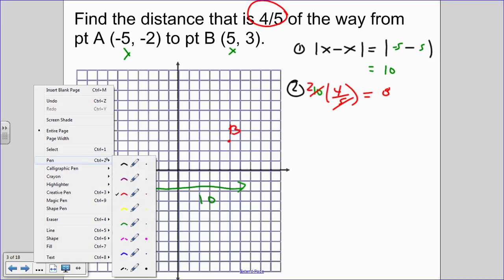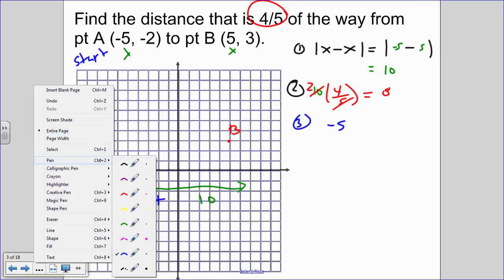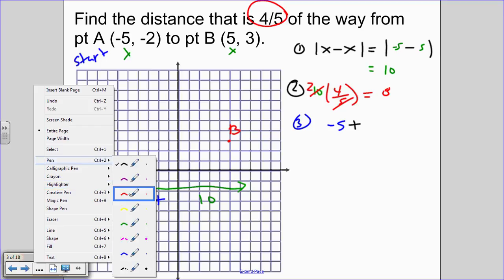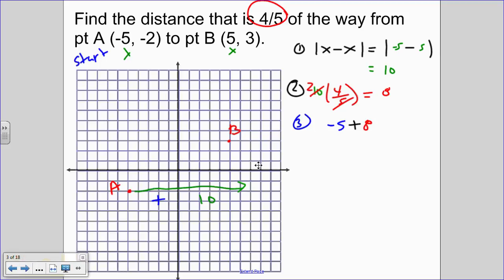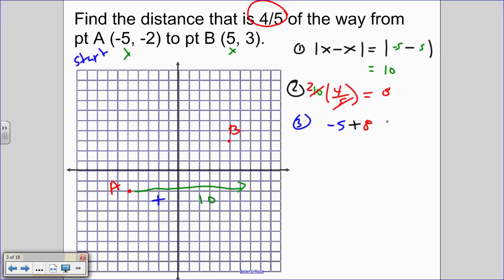Now, since the problem says we're going from A to B, A is our start point. And to get from A to B, you have to move to the right. And since you're moving to the right and your x values are increasing, we're going to add our fractional distance to our starting x value. Our starting x value is -5. So we're going to add 8 to this number. So when I take -5 plus 8, that would give us our new x value, which is +3.